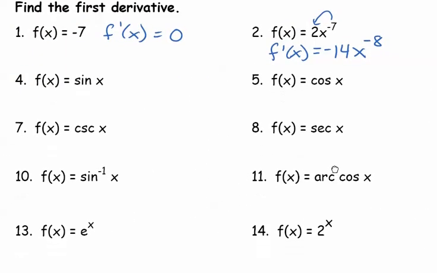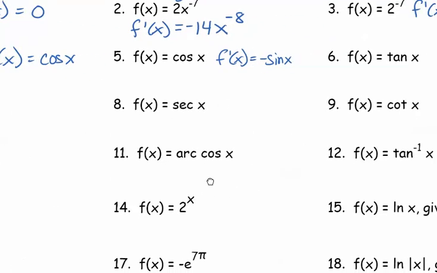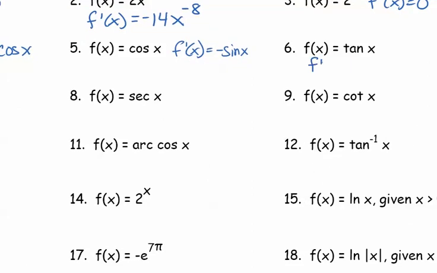In number 4, the derivative of sine is cosine. And in 5, the derivative of cosine is the opposite of sine. And in number 6, the derivative of tangent is secant squared. And if you forgot that, you could, of course, start by writing tangent as sine over cosine, and then you could do the quotient rule. But hopefully you don't want to take time during a quiz or a test to do that.